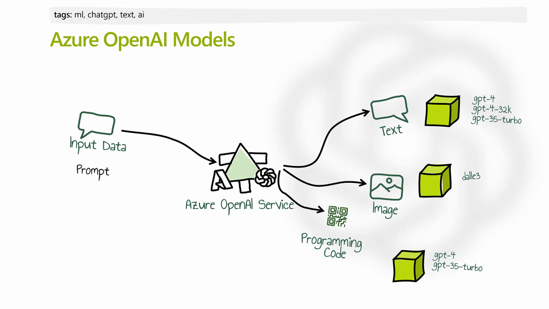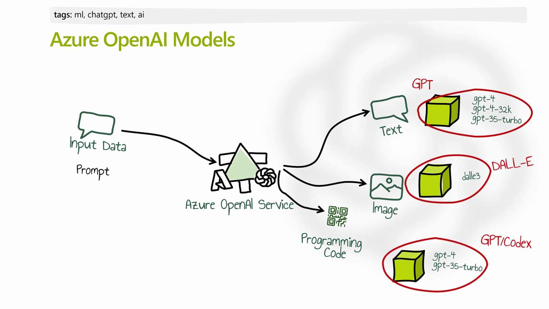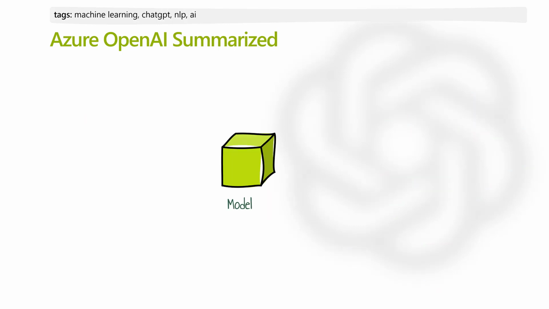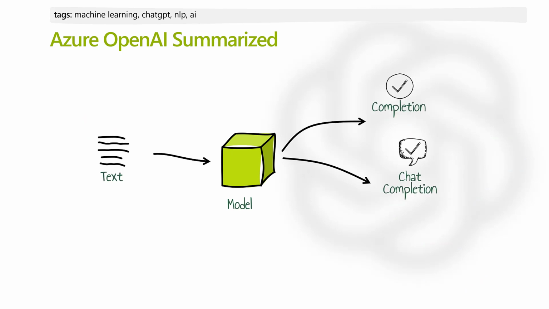Behind the scenes, each of the outputs are created using machine learning models. The text output is generated using GPT models. The image output is generated using DALL-E. And the programming code is generated using Codex models. In summary, with Azure OpenAI, once the input is provided, the outputs can either be classified as a completion, a chat completion, or an embedding. A completion is just an answer to a question, whereas a chat completion is a reply to an ongoing conversation. We will discuss embedding a little later.